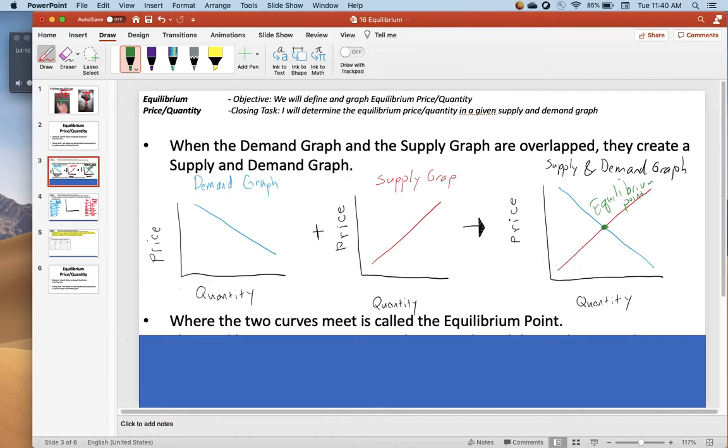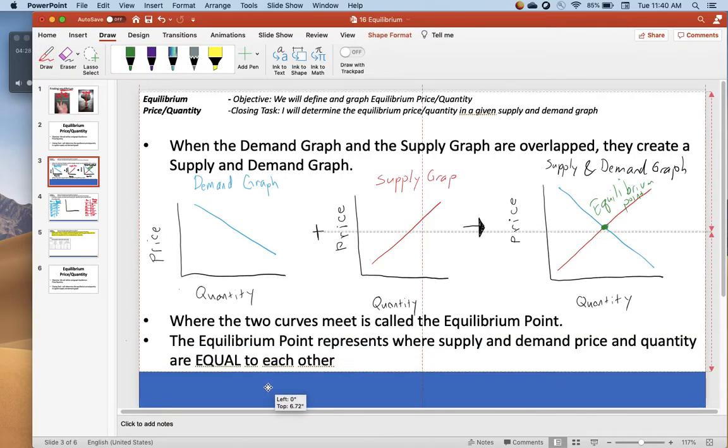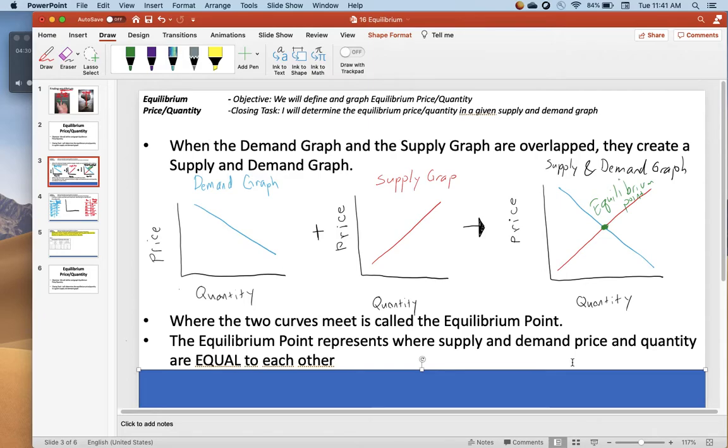All right, so this point where the supply and demand curve meet, we call this the equilibrium point. Okay, and the equilibrium point represents where supply and demand, price and quantity are equal to each other. Okay, so remember we talked about equilibrium kind of meaning equal.